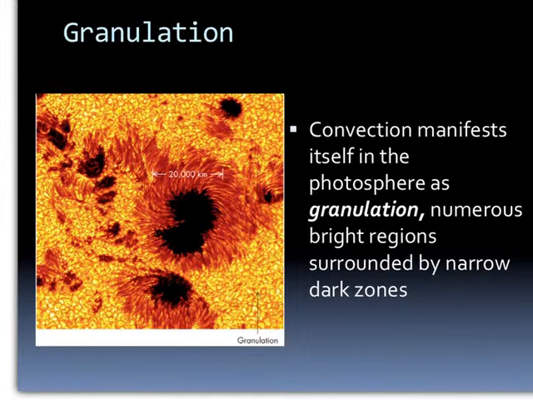The darker areas are where the cooler gas is falling back into the Sun, and the warmer areas is where warm energy is radiating out. You see all the granules here around the sunspots, which we'll talk about soon.